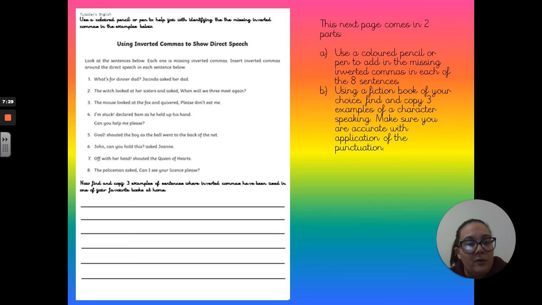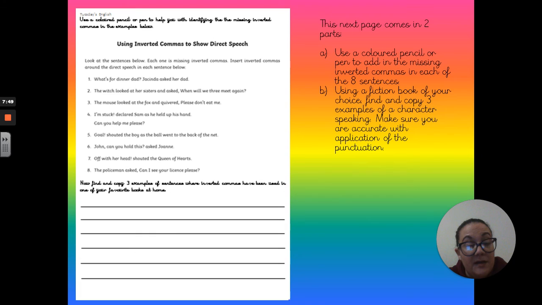They do not need to be enormous, okay? Make them accurate to the size of the text that's on the page. So that's the first 8 that are on the top half of the page. On the second half of the page, you have a load of blank lines. And what I would like you to do is to pick up a reading book of your choice. Pick one that you enjoy. Maybe it's one that you've read lots of times.